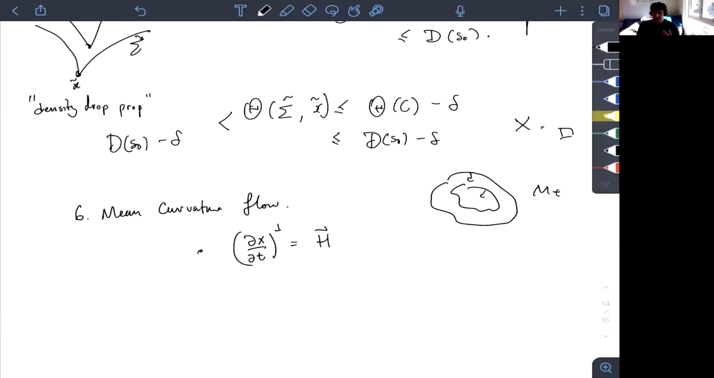And so in this setting, you might worry that mean curvature flow minimal.